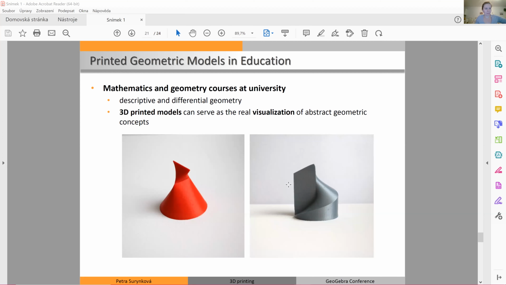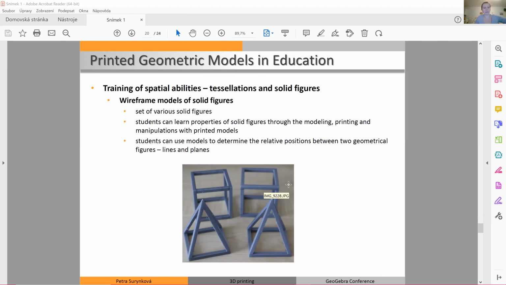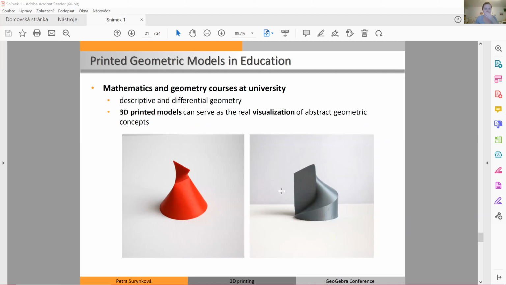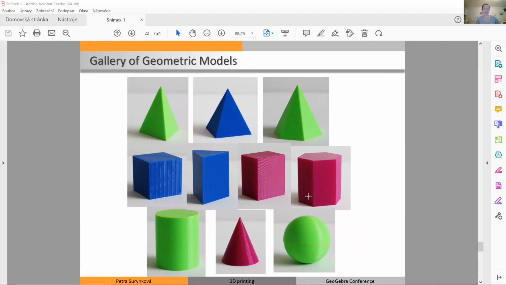So this is actually secondary school mathematics, and I'm also using models for university students. Here you can see some more complicated digital, actually printed models. Some models of ruled surfaces, as Steve also showed. Or here you can see another example of models, more likely for secondary school mathematics.